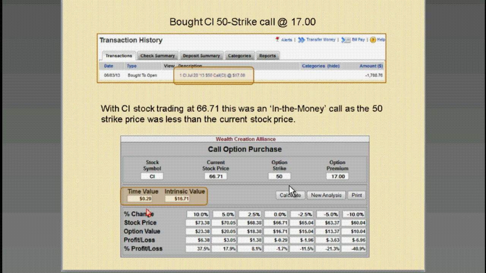So I plugged this into the call option purchase calculator, and you can see the time value on this option is only 29 cents. So Cigna only has to go up 29 cents, and this trade's going to break even. So this has a much lower risk profile than purchasing an out-of-the-money option. And you can see if Cigna's flat at option expiration, I only incur a 1.7% loss.